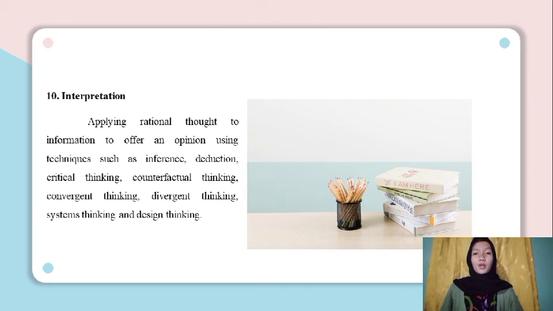Okay, next, number 10, interpretation: applying rational thought to information to offer an opinion using techniques such as inference, deduction, critical thinking, counterfactual thinking, convergent thinking, divergent thinking, system thinking, and design thinking.